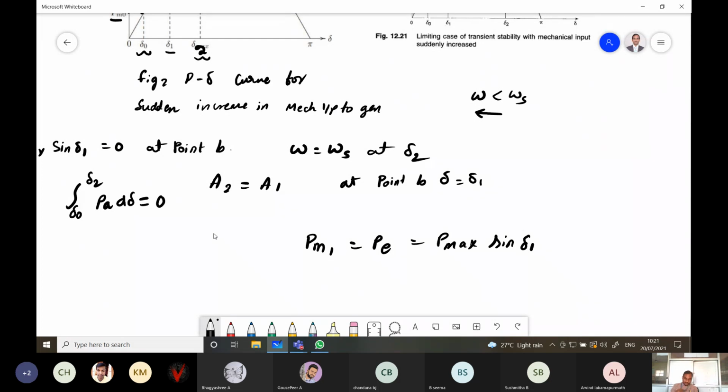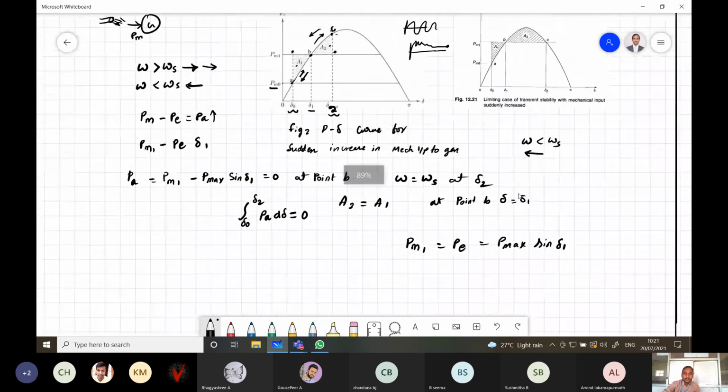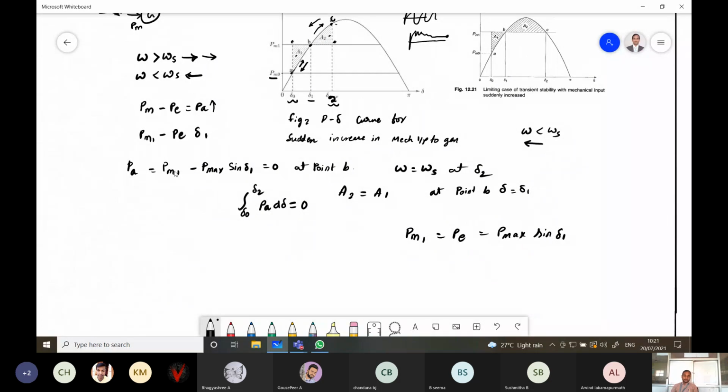Then from figure 2, the areas A1 and A2 are given by, so we can write area A1, that is the accelerating area, and area A2. A1 is the integration from delta naught to delta 1 of Pm1 minus Pe, so this area we will get. Therefore, Pm1 minus Pe into d delta.